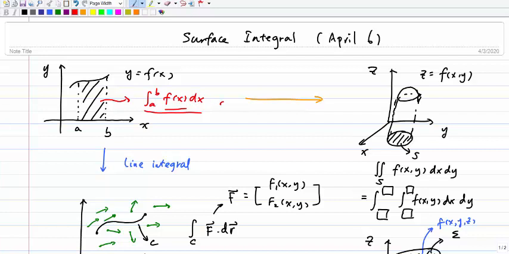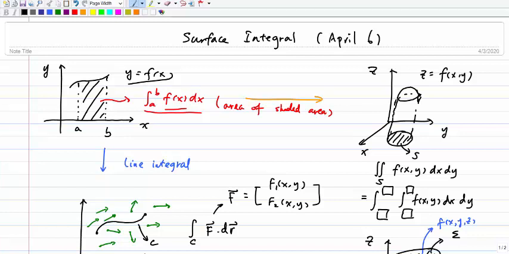This is the area of the shaded area under the curve defined by this f(x), and I computed the area of the shaded region from a to b. That's what the integration means. So we know how to compute that pretty well.